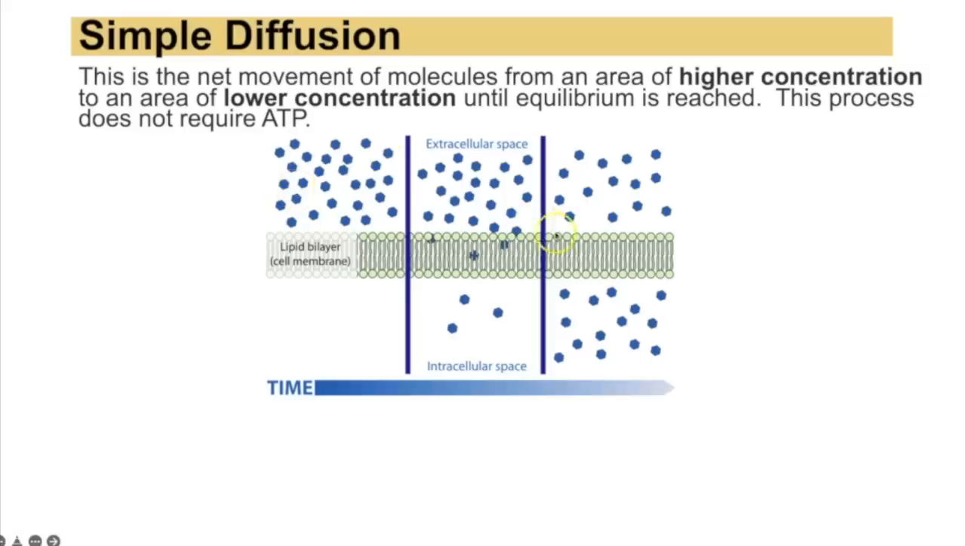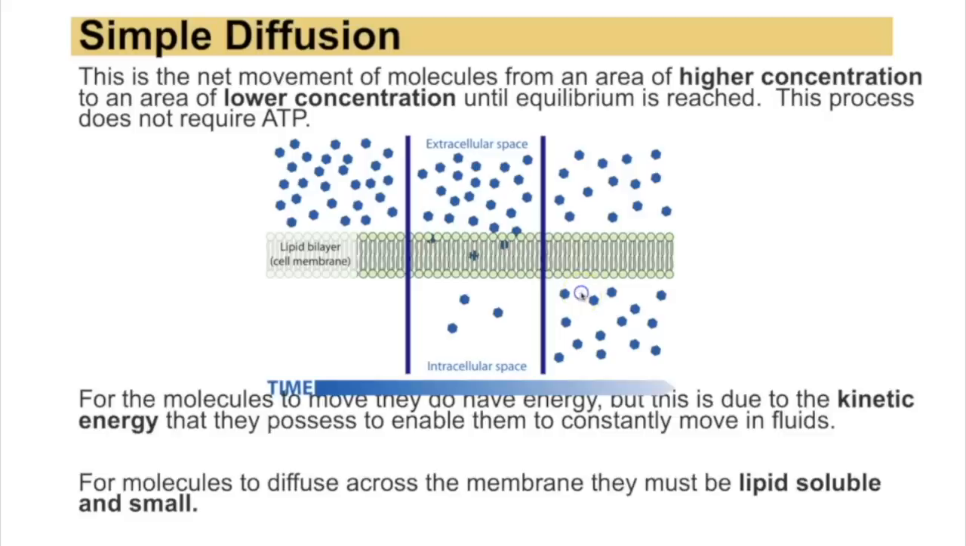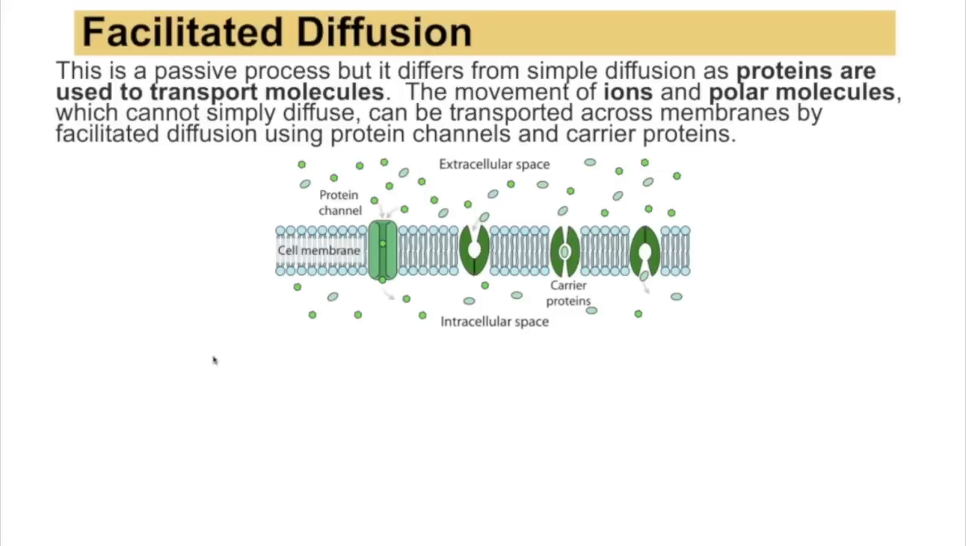So simple diffusion, first of all, is the net movement of molecules from an area of higher concentration to an area of lower concentration, and this will continue until an equilibrium is reached. This process does not require any ATP. The molecules do still have energy to be able to move, but this is just due to the kinetic energy that they possess, and that is why they're able to move constantly as a fluid. For molecules to diffuse across the membrane, they have to be lipid soluble and small.